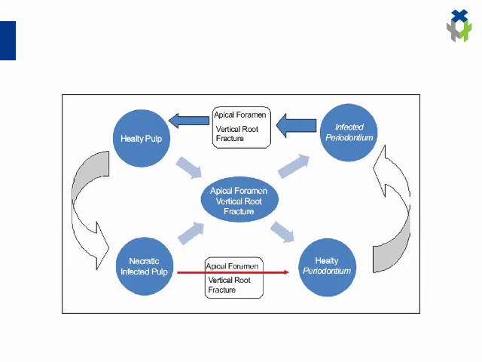The various pathways through which the endo-perio lesions occur, that is, apical foramen, vertical root fractures, are the various etiology to occur an endo-perio lesion.